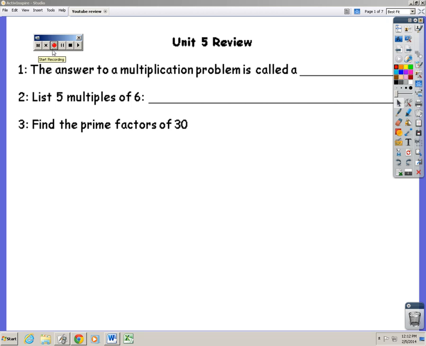Alright, today we're going to go through our Unit 5 review on chapters 13 and 14. To begin, number 1, the answer to a multiplication problem is called a product.